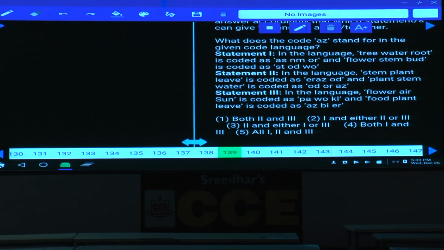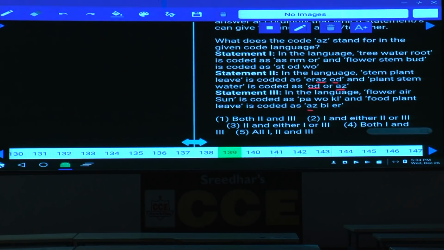Then 139, what about this question number 139? What does the code AZ stand for? Now 1 alone, 2 alone, 3 alone is not there, so we should directly go for the combination 2 and 3. Now 2 and 3, tell me what is your answer here? AZ is here, and apart from AZ, OD is also common, isn't it? Hence we cannot determine the code. Then combining 2 and 3.